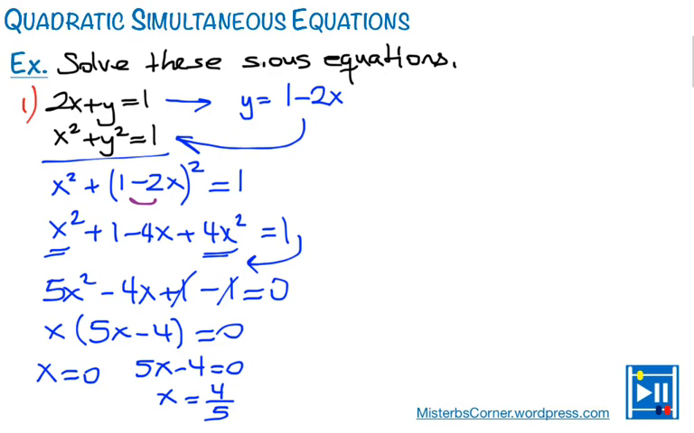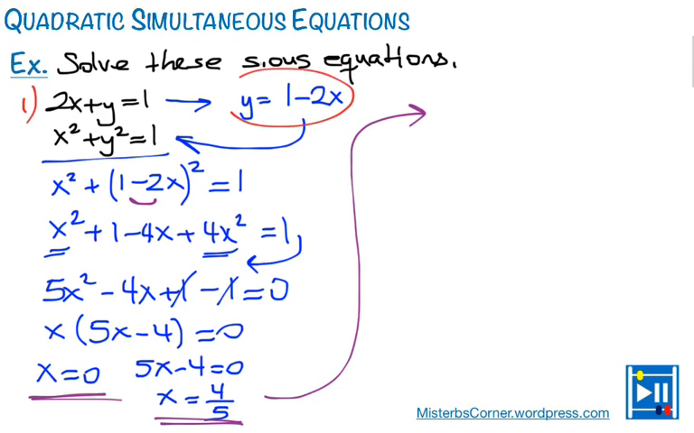Now, this is key to quadratic simultaneous equations. Most of the time, you're going to end up with two values of x or y, whichever you calculate. But just because you have two values of these, now you have to calculate two y values. So you can use this one, but my suggestion is use the original equation, in case you make a mistake in here. I always go with the original.